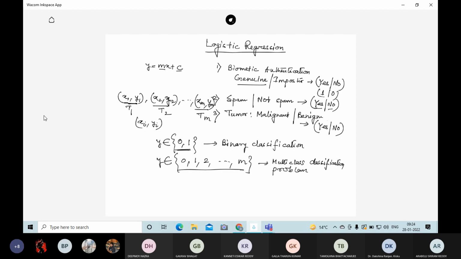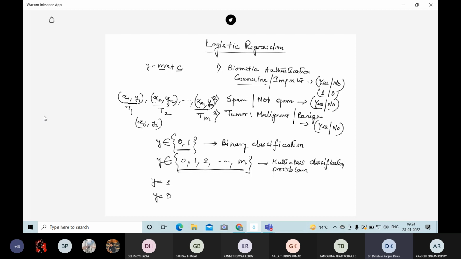Now let us consider, if the predicted value is found to be close to the actual value, then we can assign 1. Or if the predicted value is found to be far from the actual value, we will assign 0.